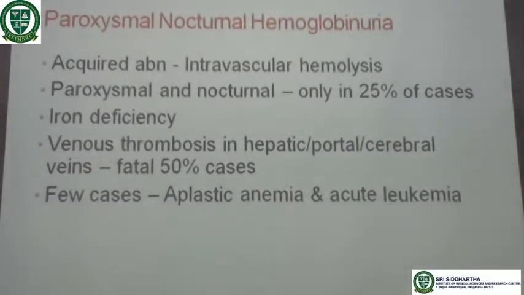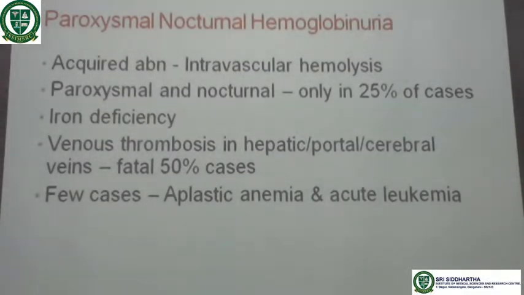PNH is an acquired abnormality which leads to intravascular hemolysis. Till now we were discussing conditions with extravascular hemolysis. This is one exception among the acquired abnormalities, where it is an acquired condition but there is intravascular hemolysis. You see paroxysmal and nocturnal, that is, by the namesake, sudden and night, but it happens in only 25% of cases. Such cases are associated with iron deficiency also.